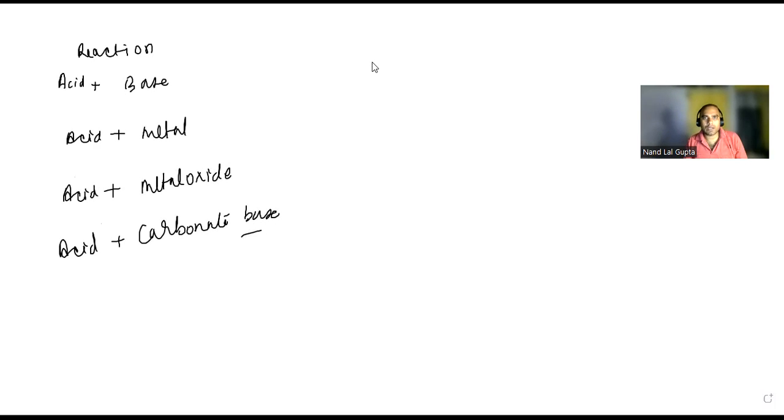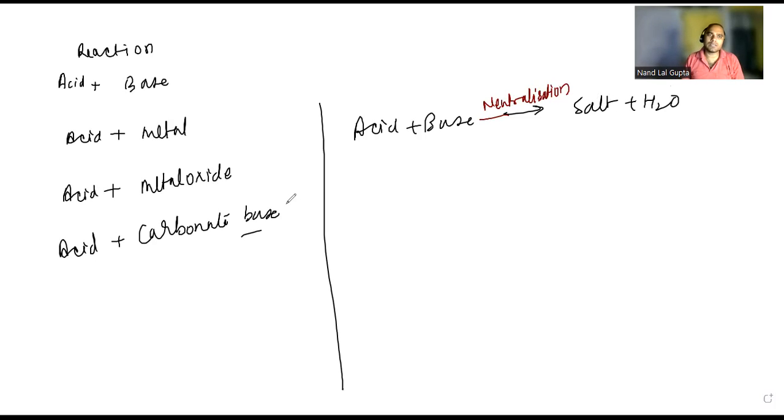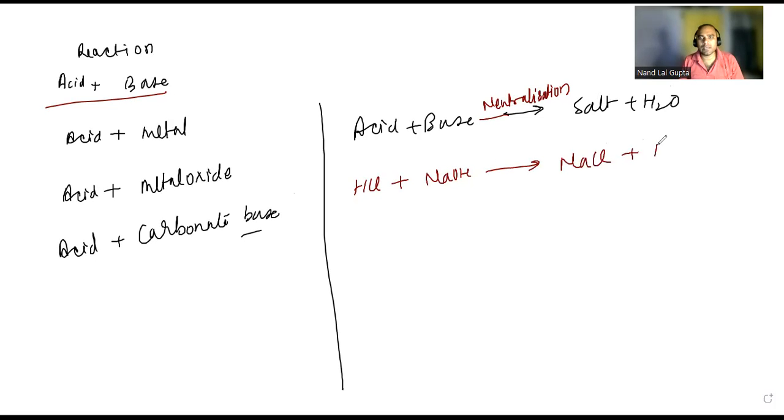Just now you got to know what the acid base reaction is. If you are taking acid plus base, it is going to give salt plus water. This is the reaction called neutralization. So acid plus base gives salt plus water. This is very simple, like HCl plus NaOH gives NaCl plus H2O.